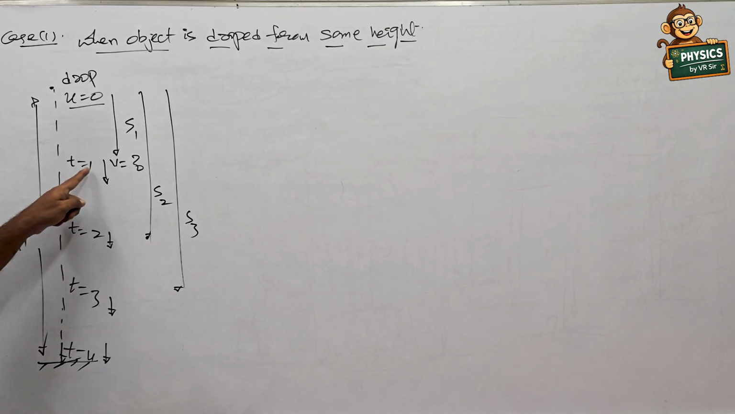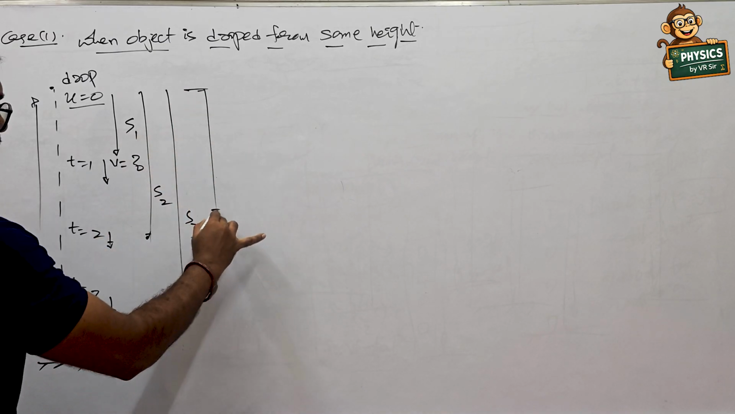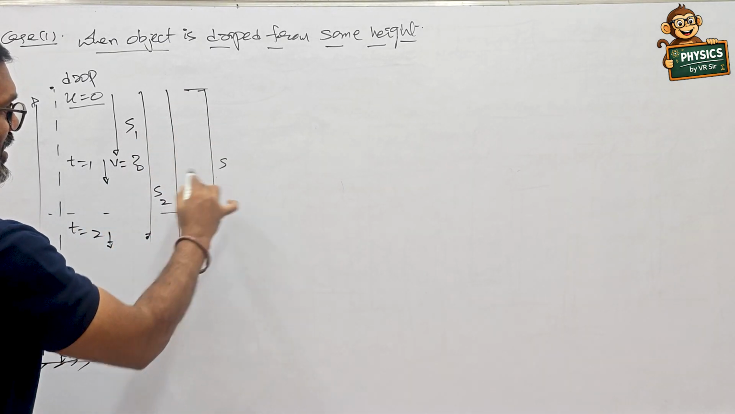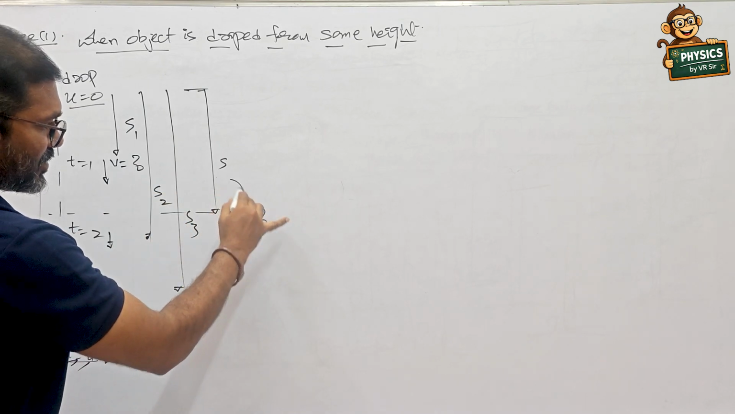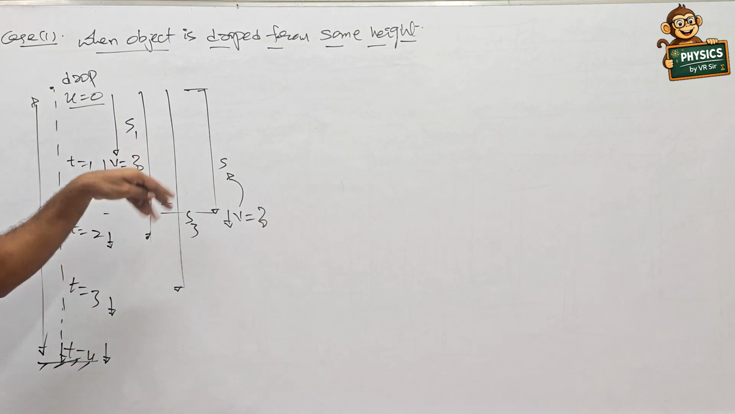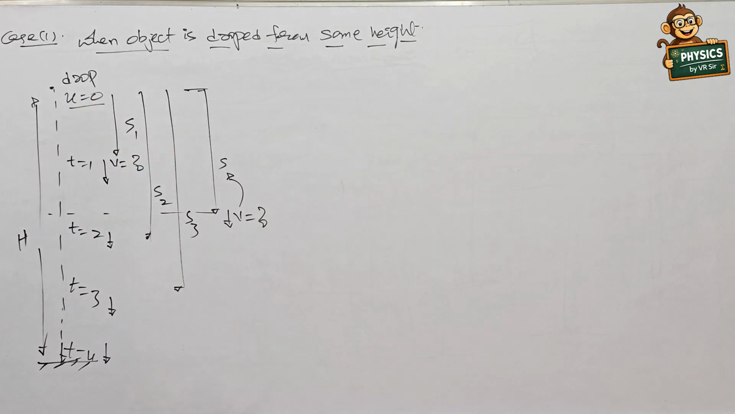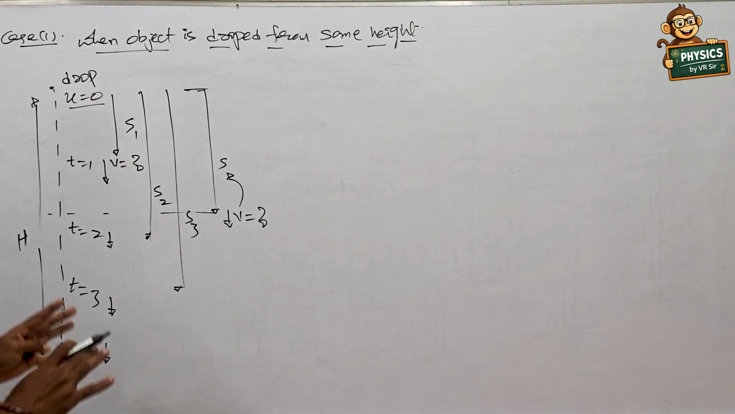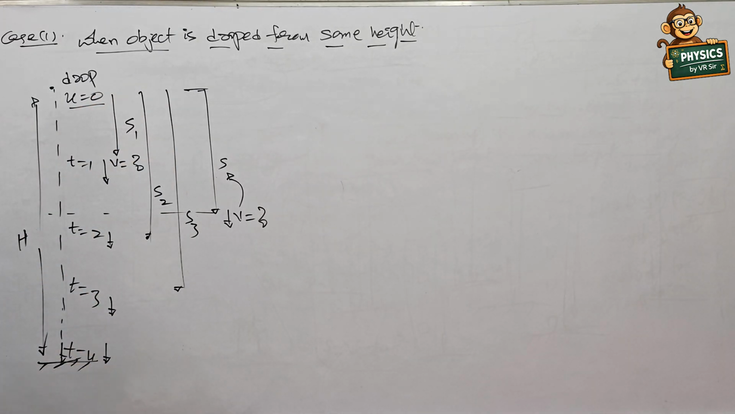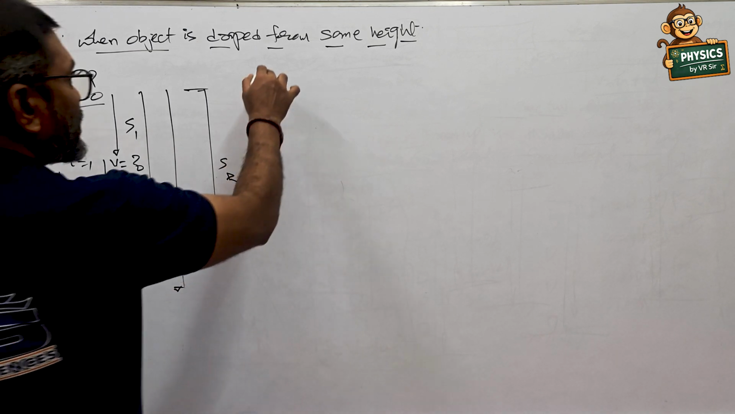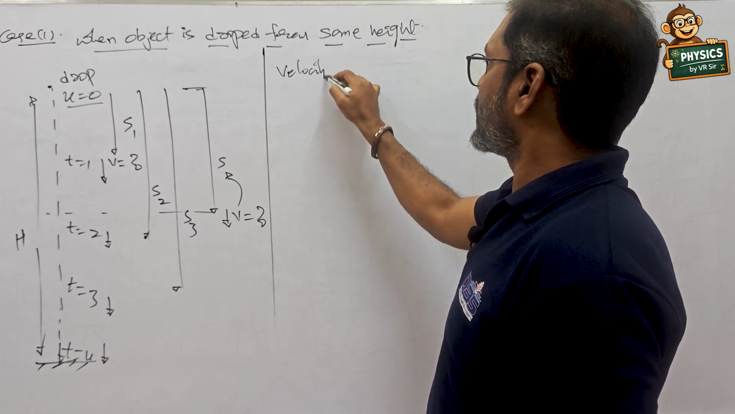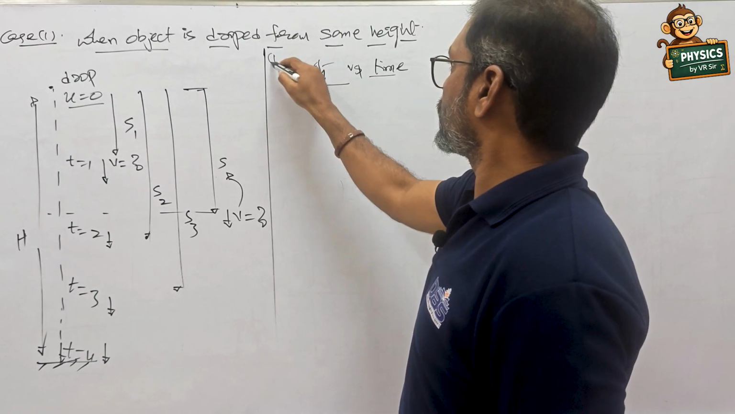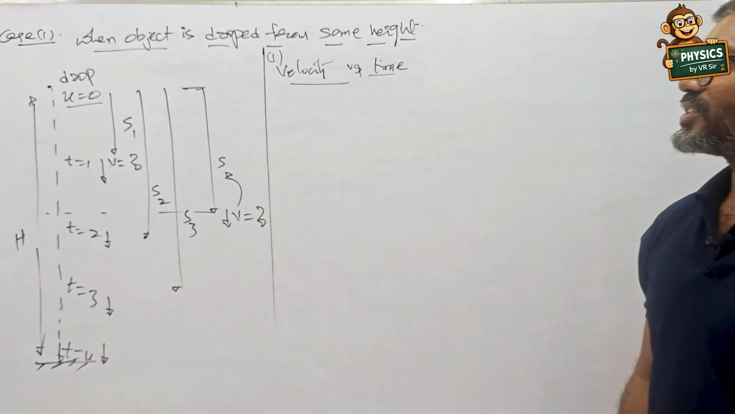Now, the velocity at a particular time. For example, it has fallen the depth s. We don't know what it is. When it has fallen the depth s, what is its velocity in terms of the displacement it has covered, or the depth it has fallen? This is what we want to analyze. The first thing we are going to analyze is velocity versus time. This is our first analysis, velocity versus time.